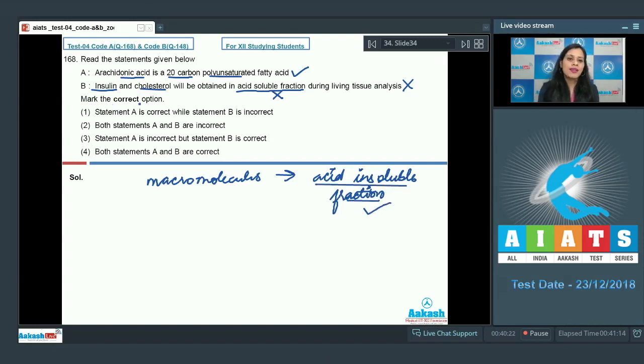Now mark the correct option. The very first option given is statement A is correct, while statement B is incorrect. So the correct answer is option number 1. The next option, both statements A and B are incorrect, is incorrect because statement A is correct and B is incorrect. The next option, statement A is incorrect but statement B is correct, is incorrect. And the last option, both statements A and B are correct, is also incorrect. So the correct answer is option number 1. Let's discuss our next question.